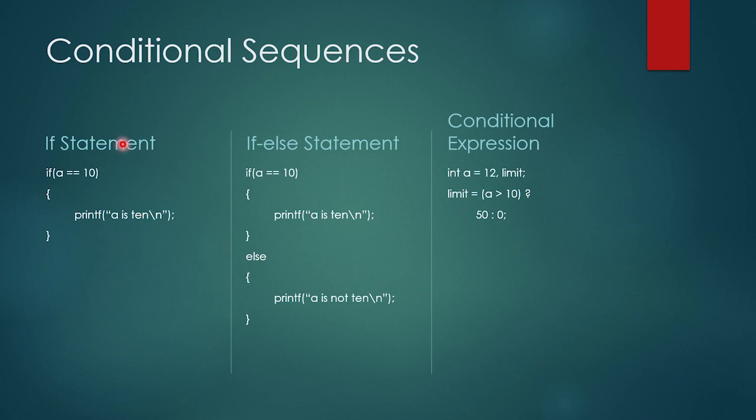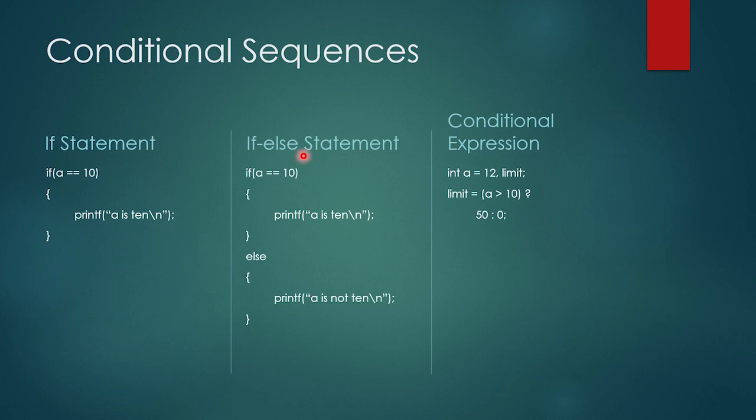Now, here's an example of what an if statement looks like. If, and the condition is A equals 10. So that's asking the question, is A equal to 10? If it is, it's going to come in here and execute the body of this code block, which has got one statement in it, and it says printf A is 10. So that is your if.